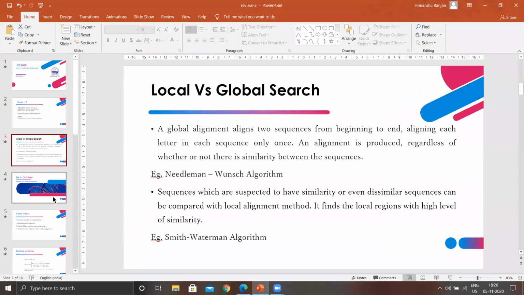As explained in our previous videos, we're just going to give a very small introduction to our topic. The two main searches usually done for gene sequencing are local and global searching. A global alignment aligns two sequences from beginning to end, aligning each letter in the sequence only once, and an alignment is produced regardless of whether or not there's a similarity between the sequences. The main algorithm usually used for that is the Needleman-Wunsch algorithm.